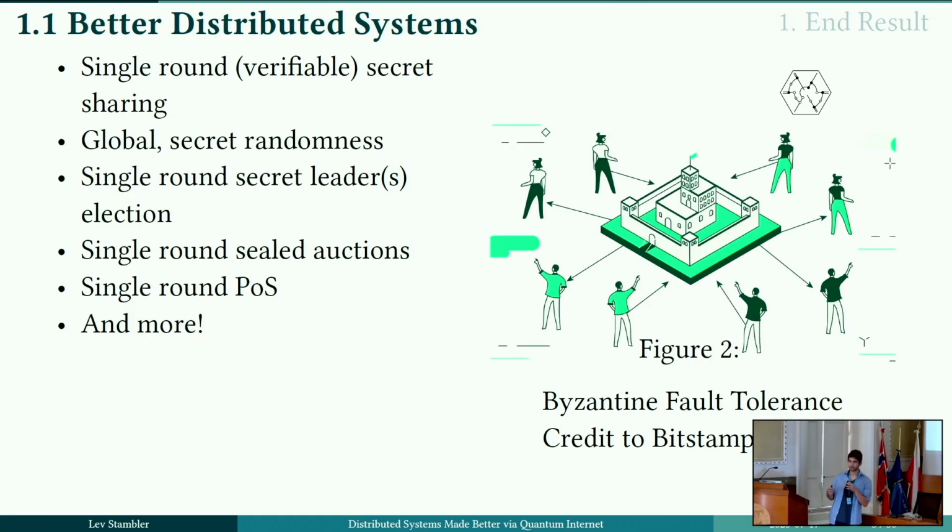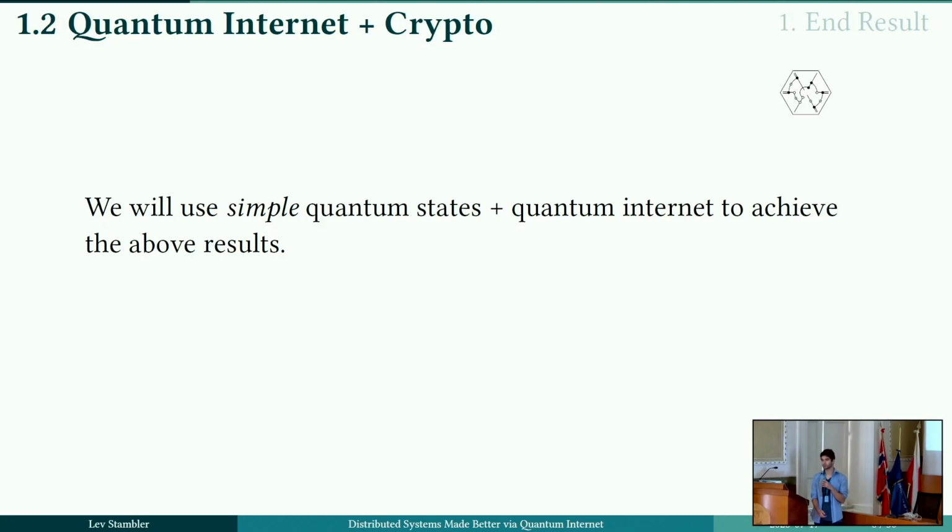So what we work up to in this talk is a way to compile a lot of multi-round protocols into a single round. What this means is that every party in a distributed system only has to do one broadcast, and then it can drop offline. This can be applied to things like secret sharing, global randomness, single-round secret leader election, sealed auctions, and many more things. So the goal is to really use simple quantum states, the ones we've been talking about today, conjugate coding, which we'll go over shortly, and the quantum internet, along with trusted execution environments, to achieve these results. Okay.